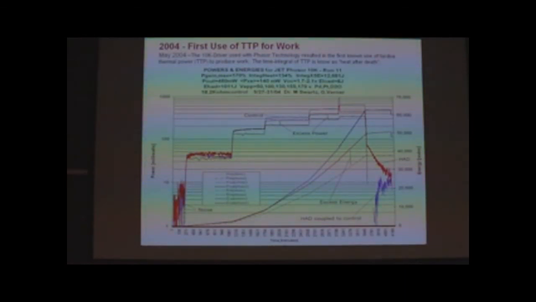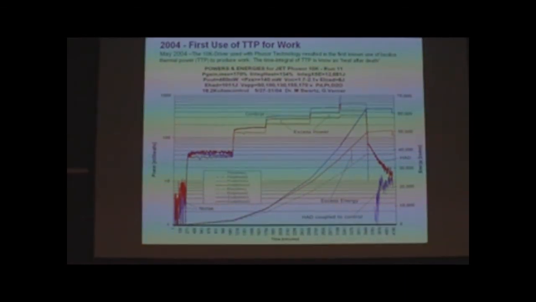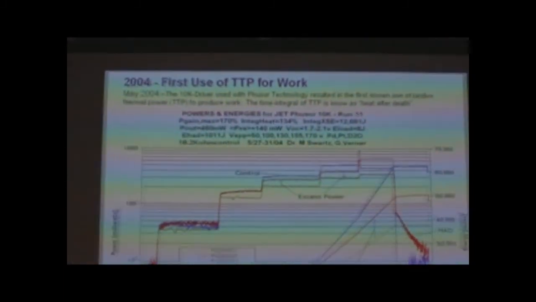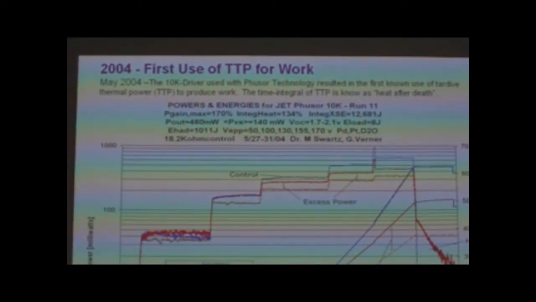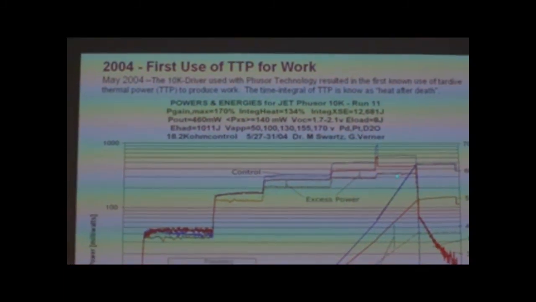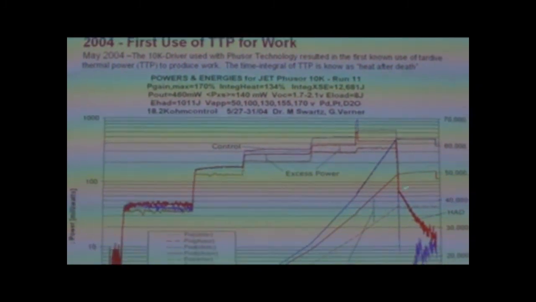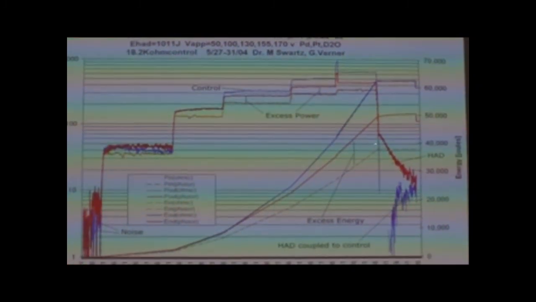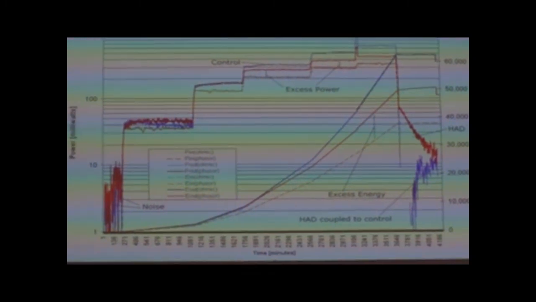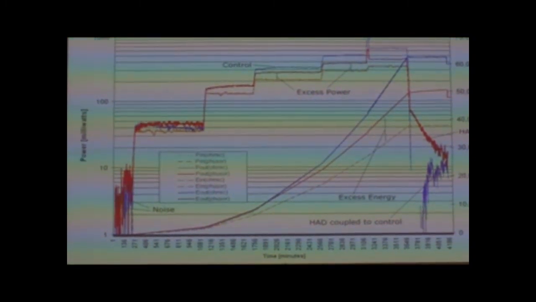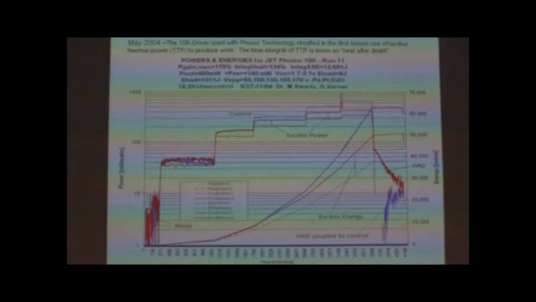This was our first use once we were able to control heat after death. We did it a number of ways, I'll show you. Here, for example, the OMA control is outside in between. It's not as good as it is. But what we did here is we took the heat after death and used it to heat up another volume of water. So we're actually doing work here.